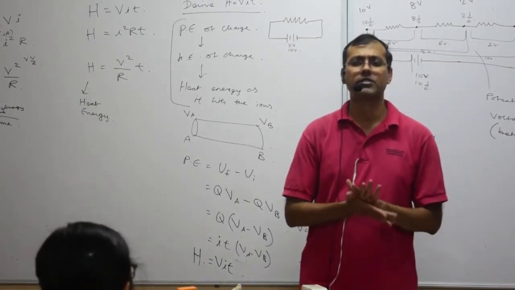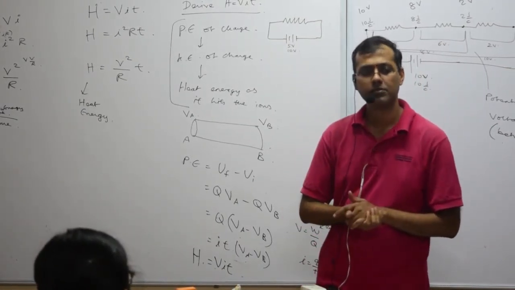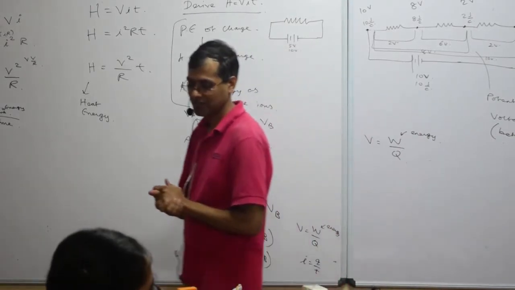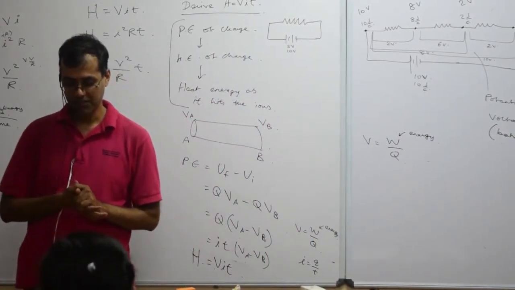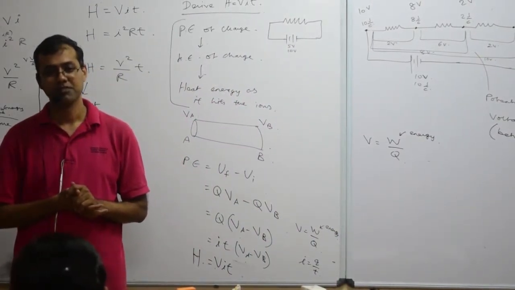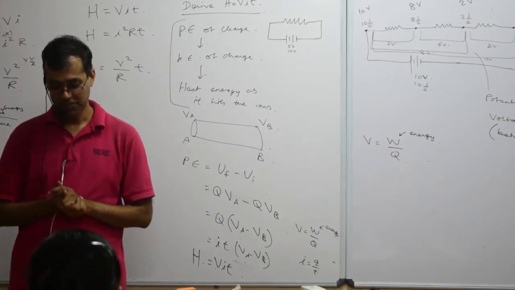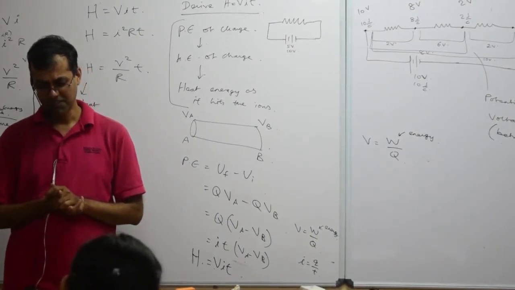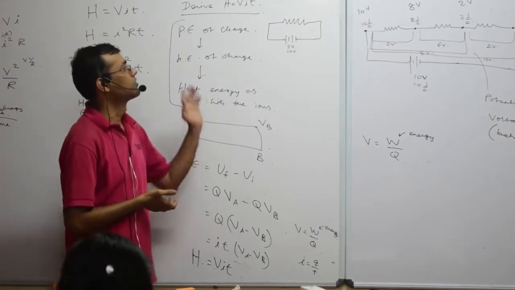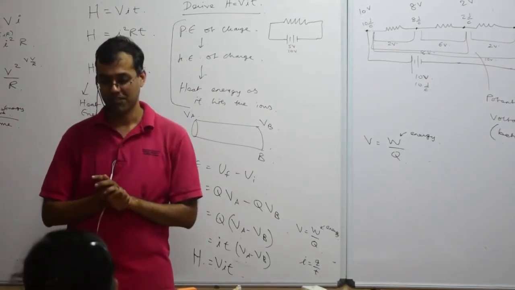Any idea what is internal resistance? Smaller? Small r. Okay. Inside what? Inside the resistor. Then what is all these things? Outside.